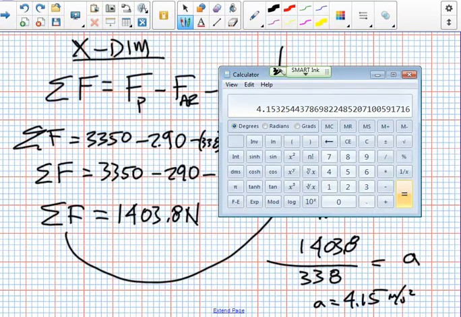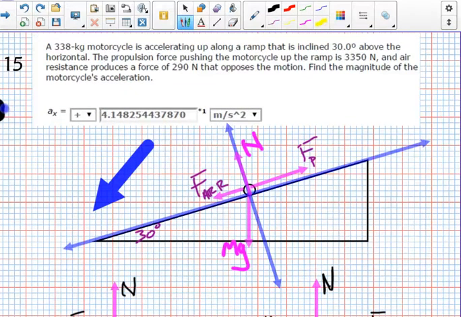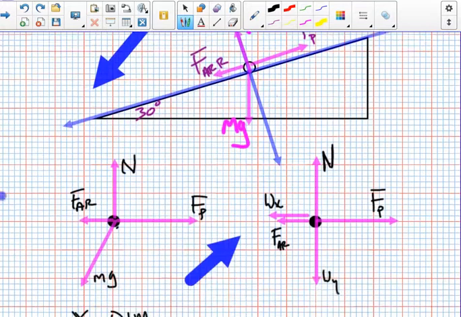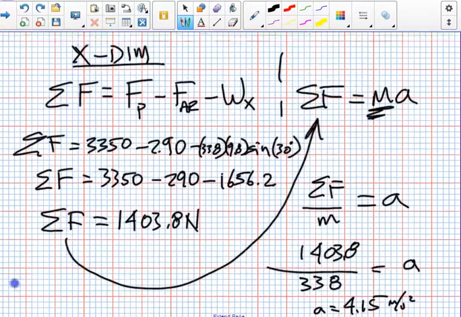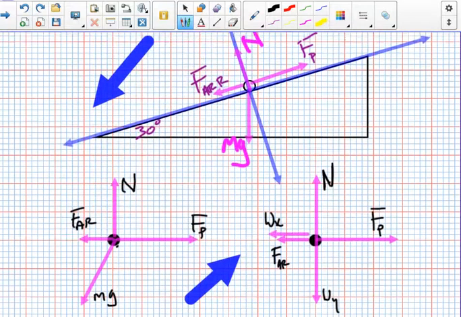Now, is that what they were asking me for? Because I didn't even look and see. Find the magnitude of the motorcycle's acceleration. They tell me it's 4.148. I tell them I am good with that, 4.15. Yep, I'm okay. That looks like a right answer for me. So that's an example of how to handle this.